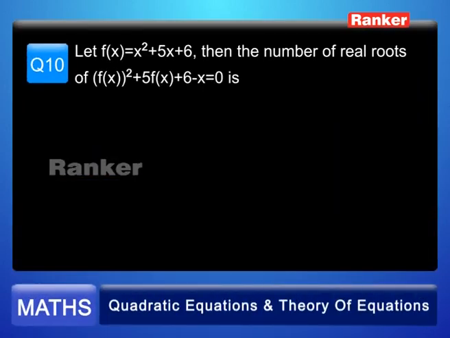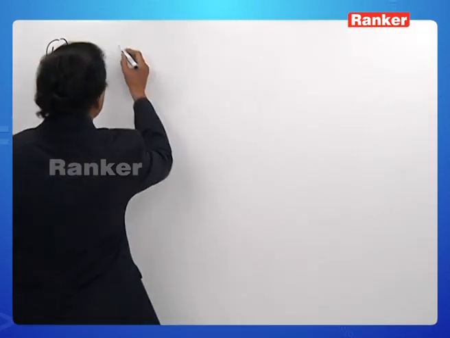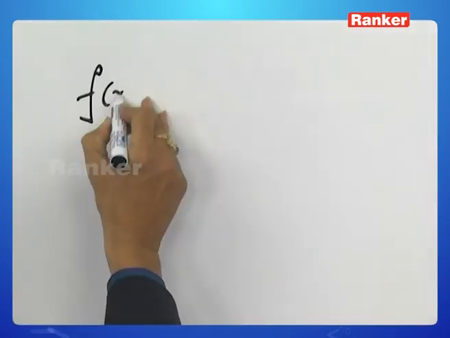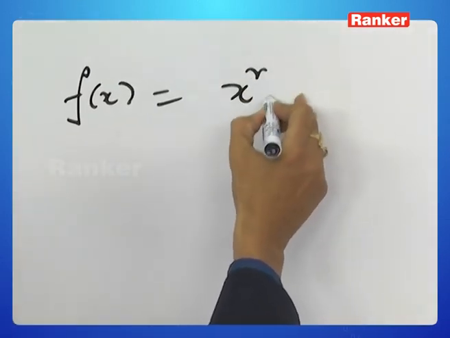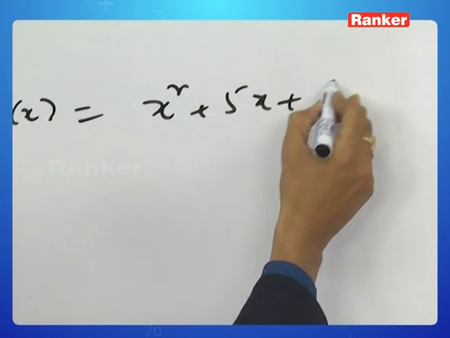Let us move on to question number 10. That is the next question. Let f of x is equal to x square plus 5x plus 6. Then the number of real roots of the equation f of x whole square plus 5 into f of x plus 6 minus x equal to 0 is. What is f of x? f of x is equal to x square plus 5x plus 6.